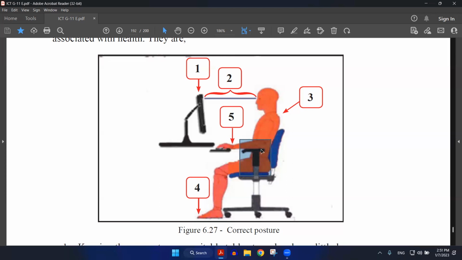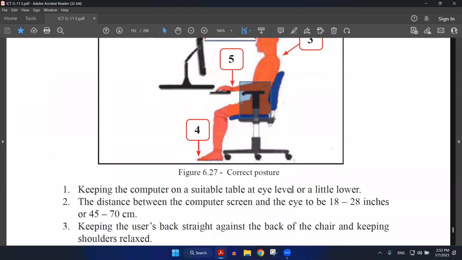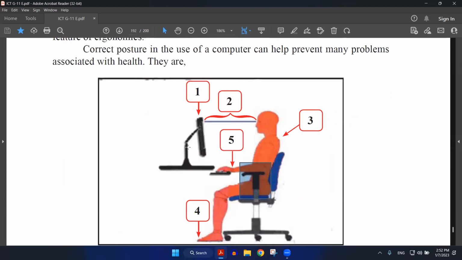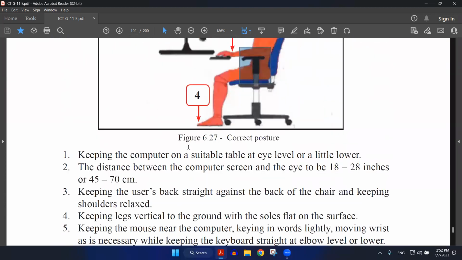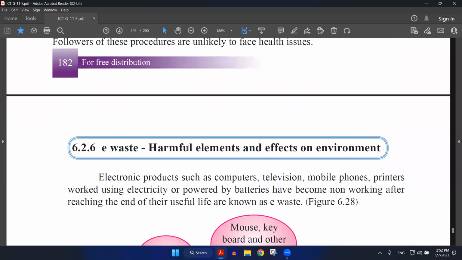Right? So, when it comes to the monitor and the eye, there should be a minimum gap of, as they say, 15 centimeters, 18 to 28 inches, or 45 to 70 centimeters. Just for the record, a 1 meter distance is a good option, right? So likewise, it indicates what should be the correct posture when you are using a particular monitor or computer, right?